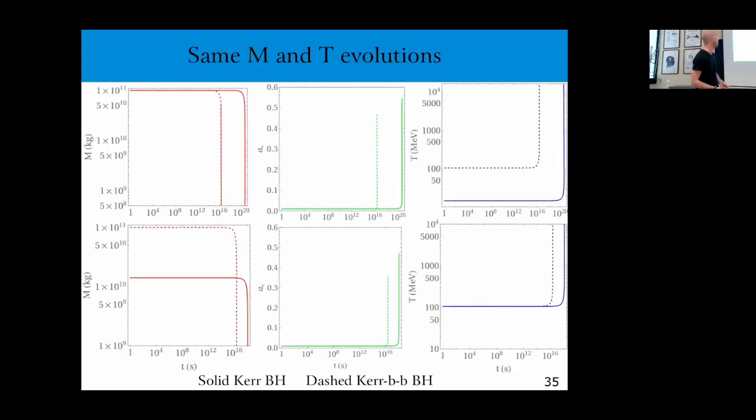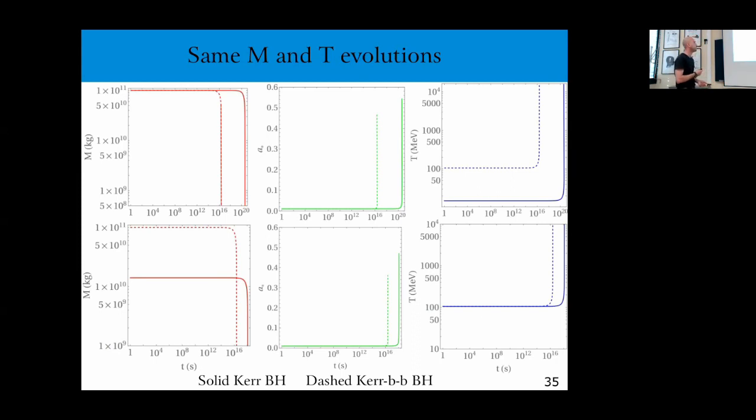So one can calculate the mass, spin and temperature evolution, in red, green and blue here, for a Kerr solution, the dotted line, and a Kerr-black-bounce solution, the solid line, starting with the same mass, first row, and same temperature, second row. And as you can see, differences are big, in the sense that there is a four order of magnitude difference in the lifetime of two black holes having the same natal mass, and also the temperature at which the two black holes sit for the majority of their lifetime is quite different, and the moment at which they reach the asymptotic value of the spin parameter differs.